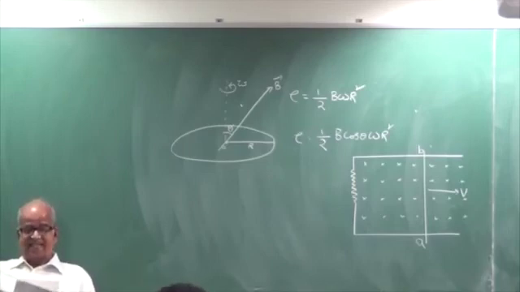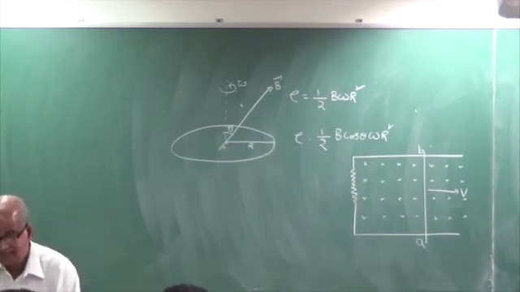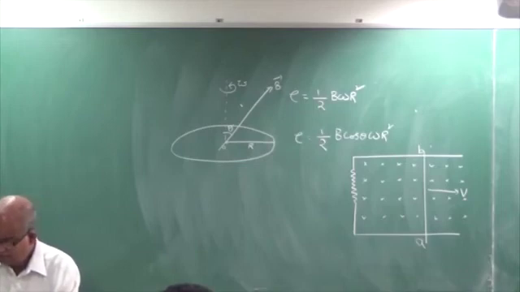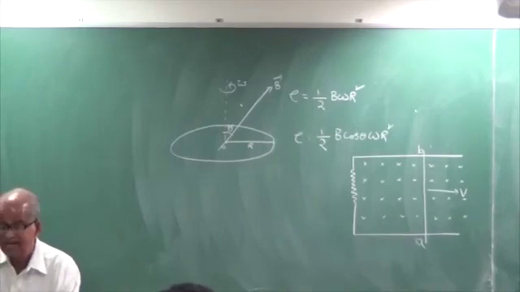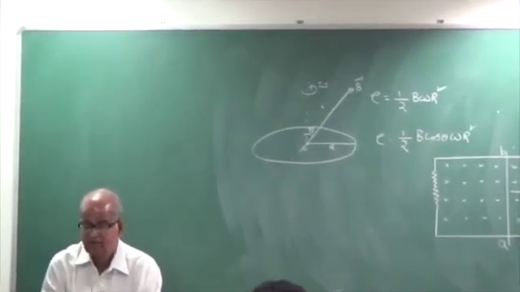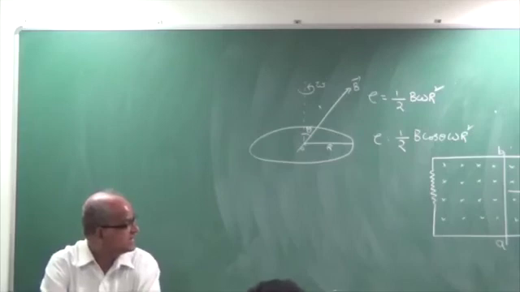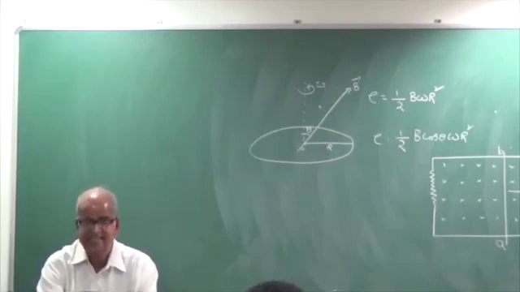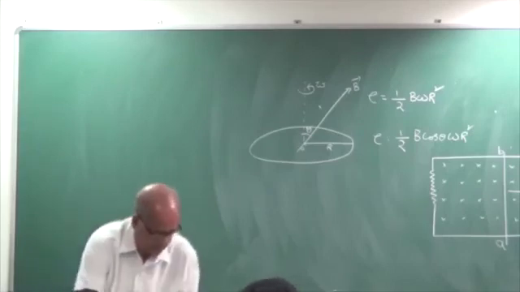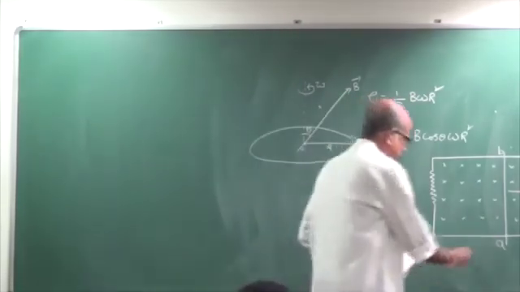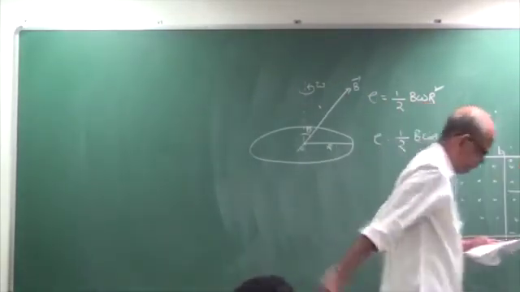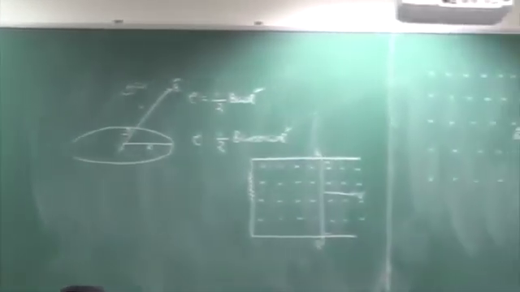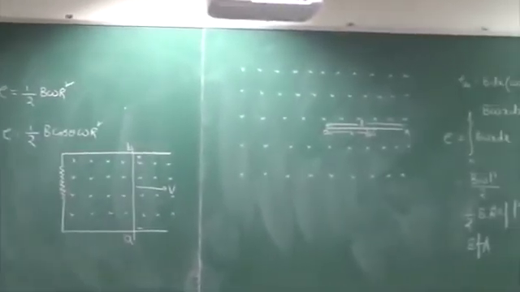120 volts, yes. What is the current? 2 amps. Then what is the power? 240 watts. Then he asks, in what direction does the current flow through the bar? Say the bar is AB. So in which direction is the current flowing? It is flowing from A to B. Clear?